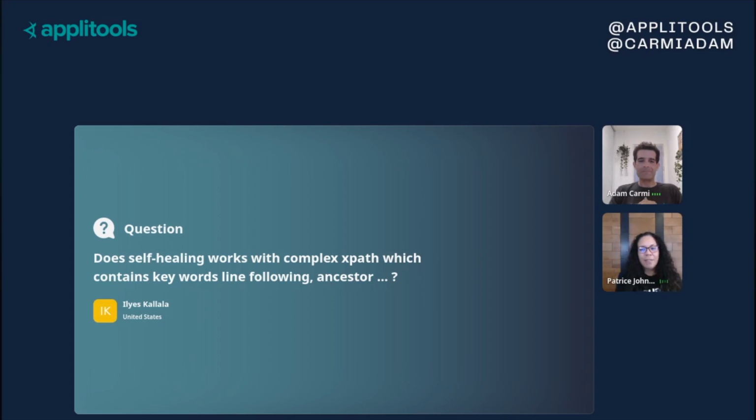All right. Does self-healing work with complex XPath, which contains keywords like following or ancestor? Yeah. So basically, all we need is just for you to locate the element. I don't care how complex the locator is that you're using. Once you found the element, we gather a huge amount of information on it, and then we have our own algorithms to continue finding the element. From that moment on, this very complex locator of yours, you can think of it as becoming an Applitools locator.